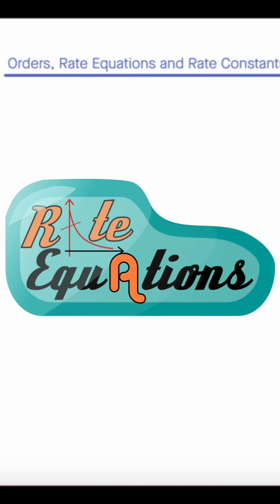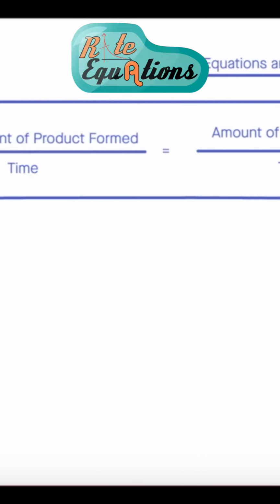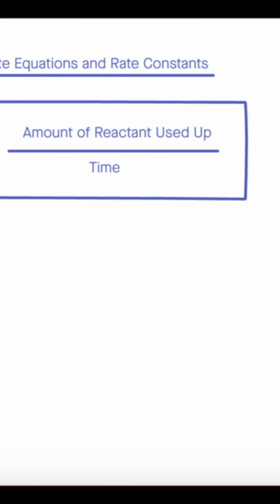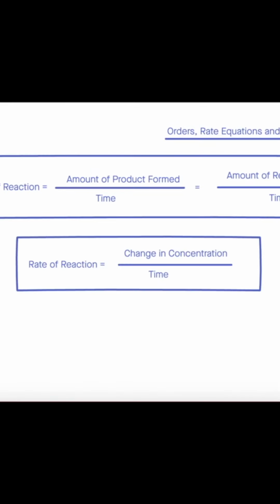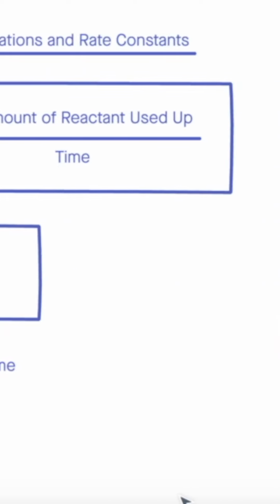Intro to rate equations in 3 minutes. You can define the rate of reaction as the amount of product formed over time, or the amount of reactant used up over time. Or a more general way is to just say the change in concentration over time, or the change in concentration of a reactant or product per unit time. Units for the rate of a reaction are moles per dm cubed per second.